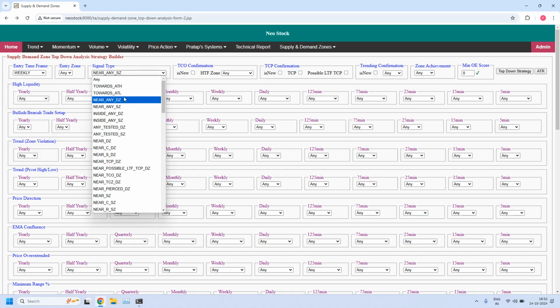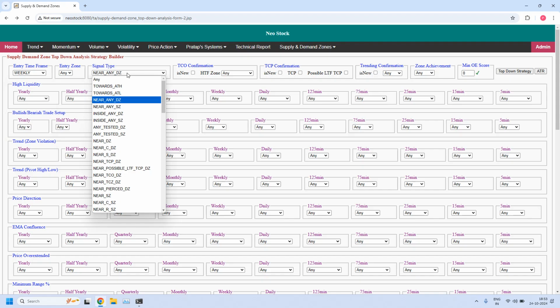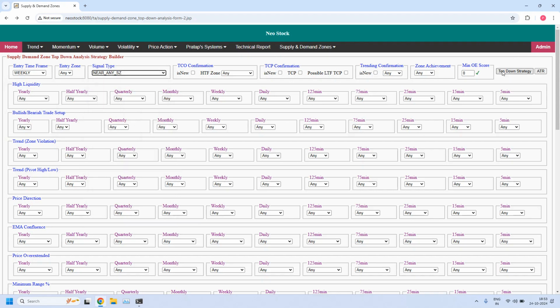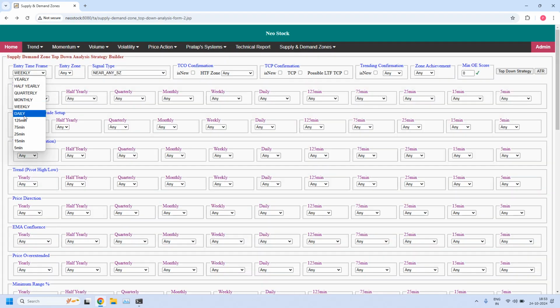Let us find the stocks near weekly demand zone. 13 stocks are filtered. Next, for weekly time frame, let's find the stocks near weekly supply zone. 9 stocks are filtered. Next time frame is daily.